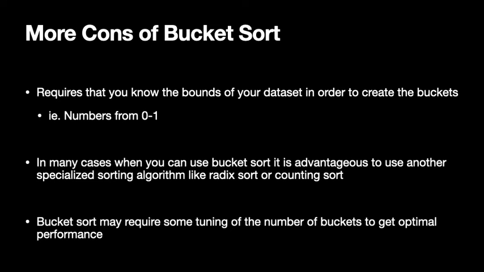Some more cons of bucket sort. It does require that you know the bounds of your data set in order to create the buckets. For example, if you were to make buckets dividing up the range from 0 to 1, and just assuming that none of the numbers fall outside of 0 to 1, if you were to get data that fell outside of that, it would not be included in your sort, and you actually lose data using bucket sort. In many cases, when you use bucket sort, it's also advantageous to use another specialized sorting algorithm, such as the professor's favorite radix sort or counting sort.